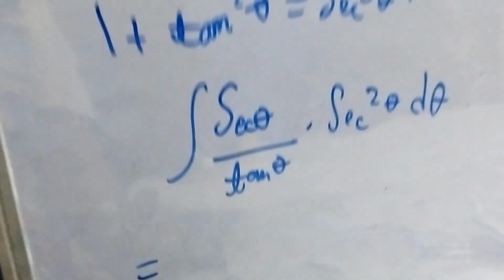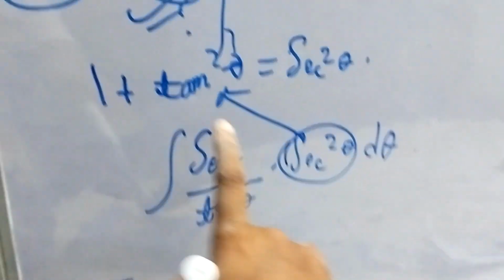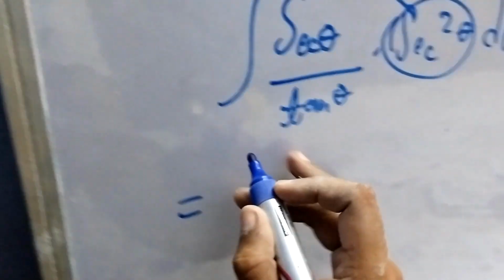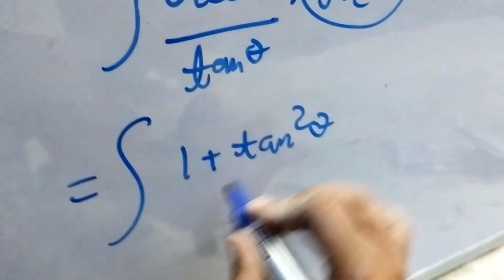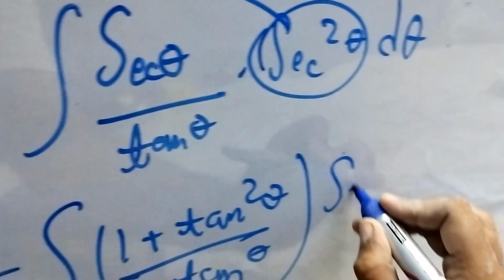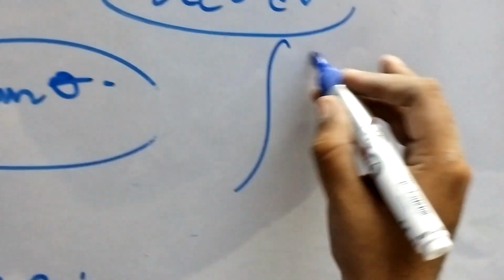So let's not do this one. Let's try it in a different way, right? What is the different way? I will break this again. And this one I am going to write as 1 plus tan squared theta. Let's see how to do it. 1 plus tan squared theta divided by tan theta, right? And sec theta multiplied with it, right? Then what are we supposed to do? Just algebraically break it. How? Like this.